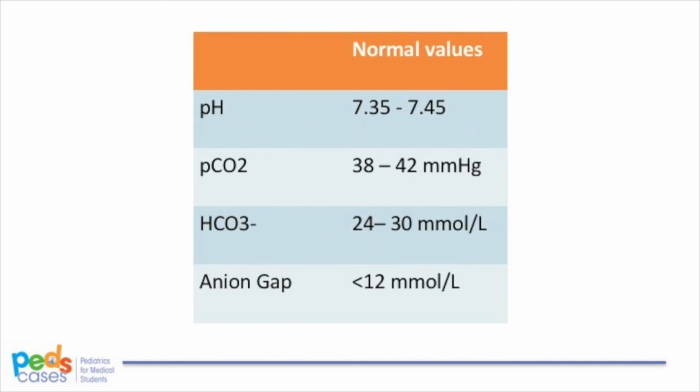Given this blood gas, let's go through an approach to its interpretation. You might be wondering, how do we identify and measure acid-base imbalances in our patients? Clinically, the ABG and serum electrolytes are used to analyze a patient's acid-base status.